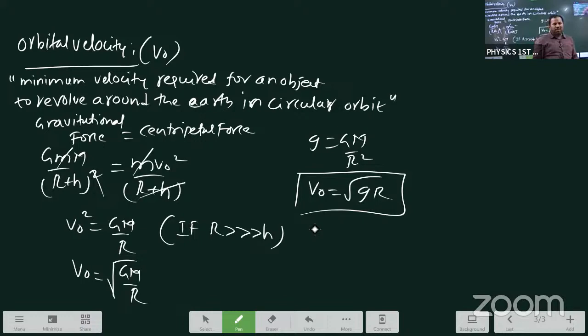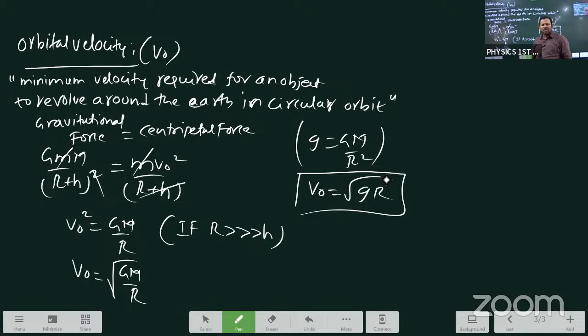This answer is 100% the same as the previous answer. 4 scheme of evaluation points. First statement, 1 mark: in the equilibrium position, gravitational force provides centripetal force. Point number 2, after substitution, this equation. Point number 3, 3 marks up to here. 4th mark: Vo is equal to root of gR. In brackets, compulsorily write this step. This is orbital velocity in the short way.